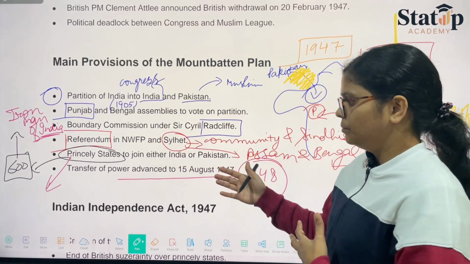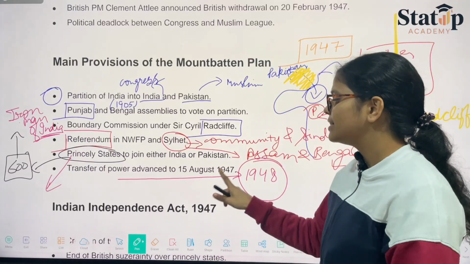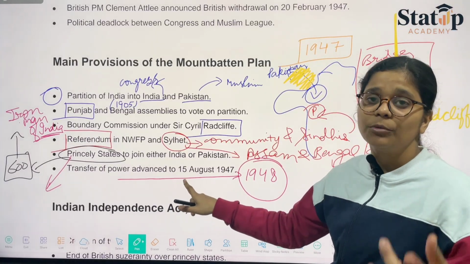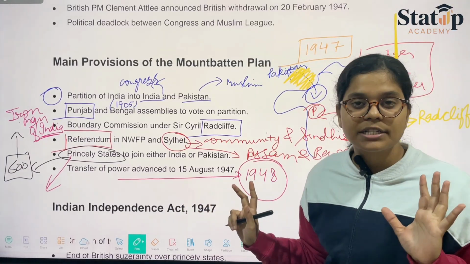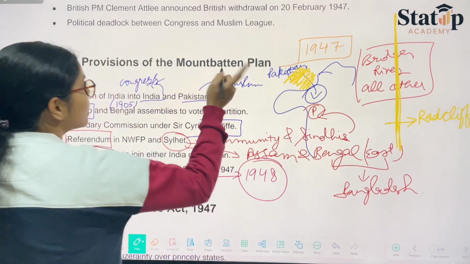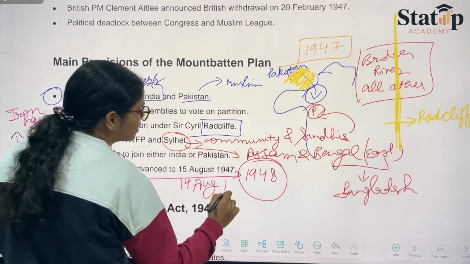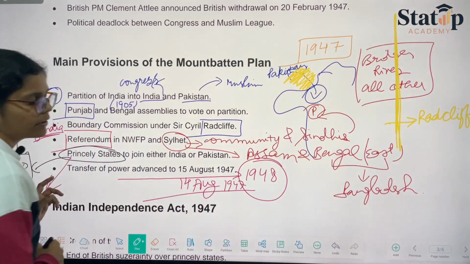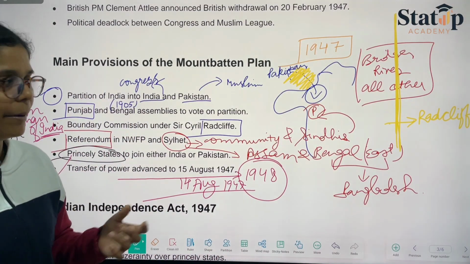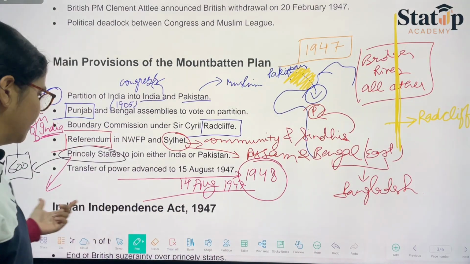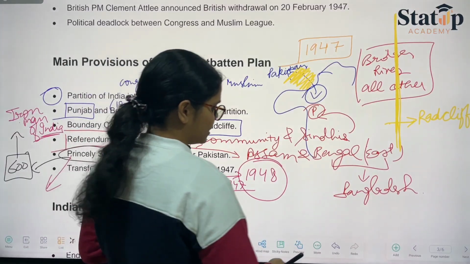Therefore, we moved ahead and said that we would be gaining independence from you on 15th August 1947, whereas the Pakistan committee took it on 14th August 1947. So that's how we gained independence. That was the Mountbatten Plan.